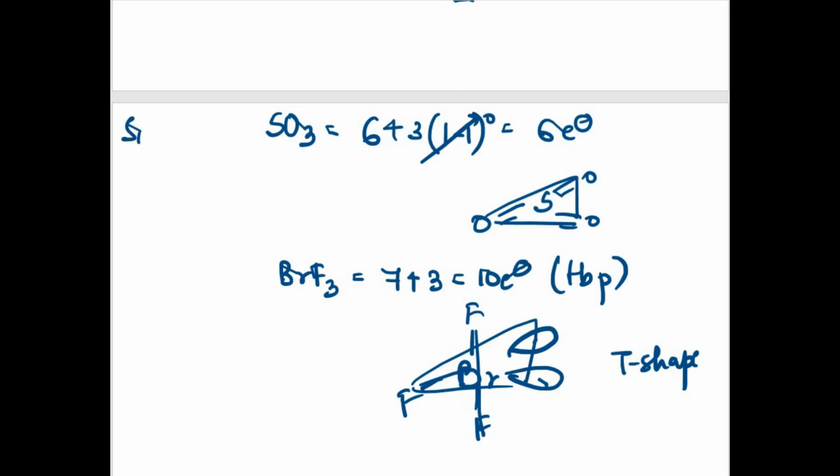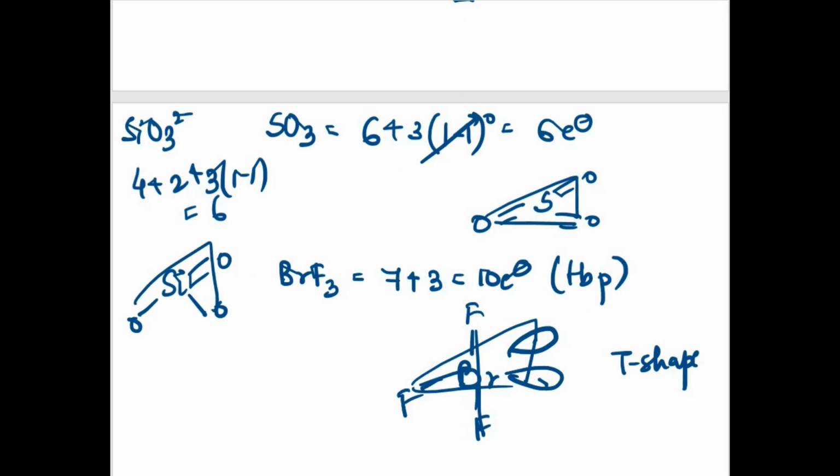Next one is SiO3 2 minus. So SiO3 2 minus meaning silicon is 4 plus 2 electrons plus 3 into 1 minus 1, so 6. This is again planar, right? This should again be planar. Double bonded O and 2 minus. Right?